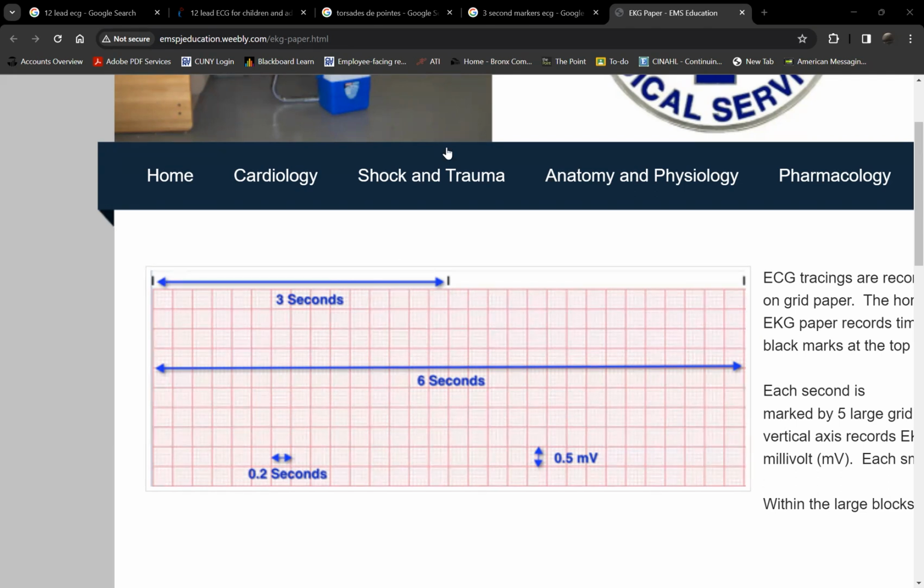So let's count. How many big boxes are there between this marker and this marker? It's 3 seconds. That means we expect how many? 15. Okay, so let's count.